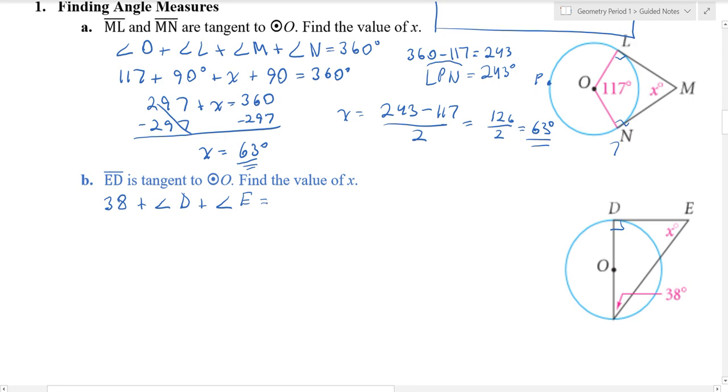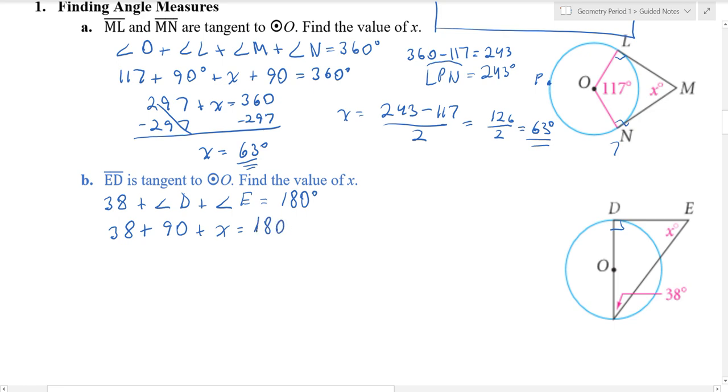Well, if you recall from the triangle angle sum theorem, the interior angles of any triangle add up to 180. So that's why I started adding all these. So it is 180 degrees. Then we substitute the 38 was given, so we'll substitute what we have. Angle D we know is 90 degrees because it's a tangent line through the radius, plus angle E is X. And we go ahead and do equals 180.